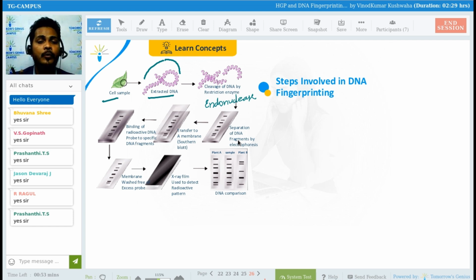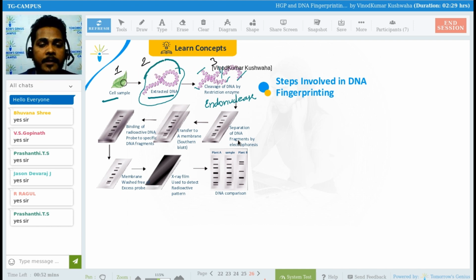So what is this restriction endonuclease enzyme? It is a kind of scissors that is going to cut the long thread into particular segments. So you can say this is the complete long segment over here, and it is going to be cut into small fragments. So this is one fragment, this is another fragment, this is another fragment. You have to remember that it is restriction endonuclease enzymes. Is this clear about steps 1, 2 and 3? Any doubt in this?